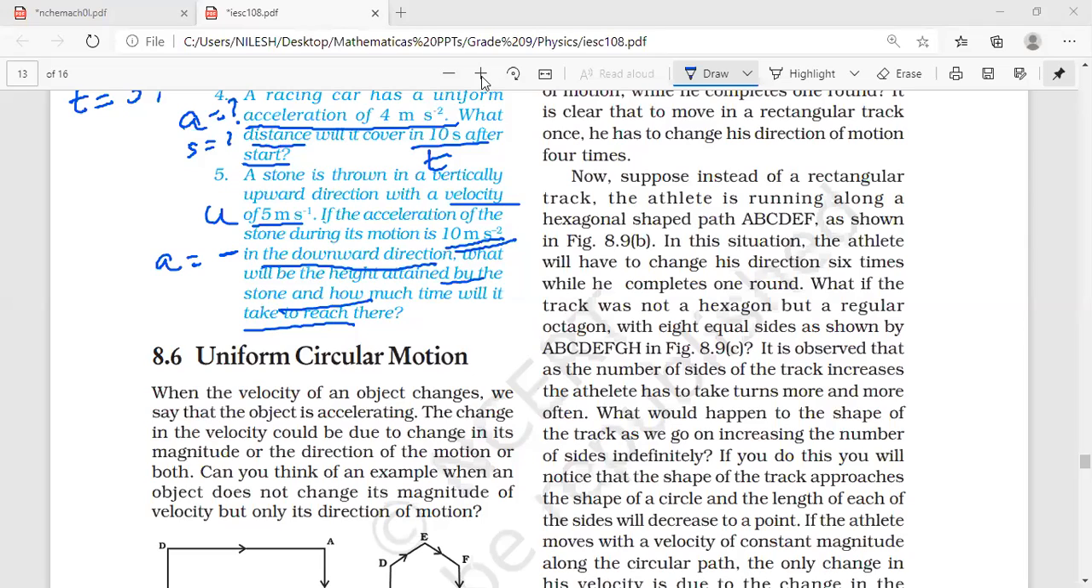Now pay attention over here. This is a very interesting motion. Another motion, that is uniform circular motion. Okay, let us read. When the velocity of an object, see, this is again a very important thing. Now you tell me, when do we say that the object is in acceleration? When do we say that the motion is an accelerated motion?